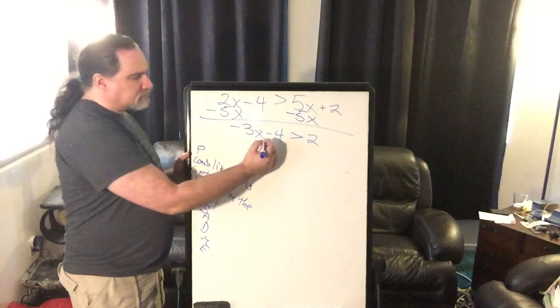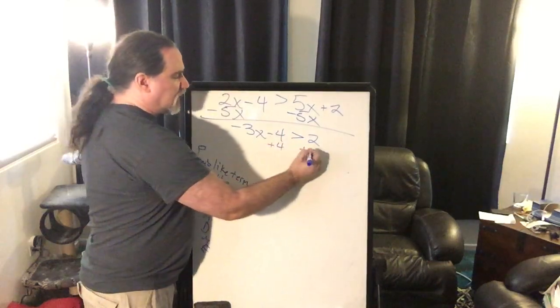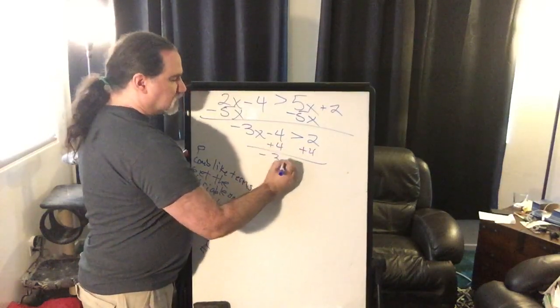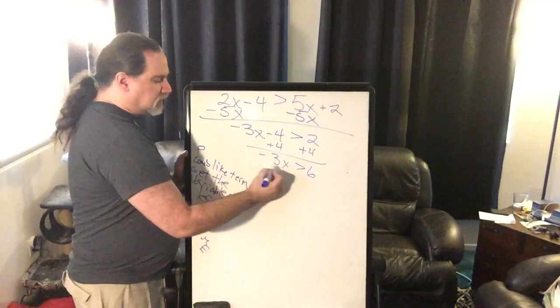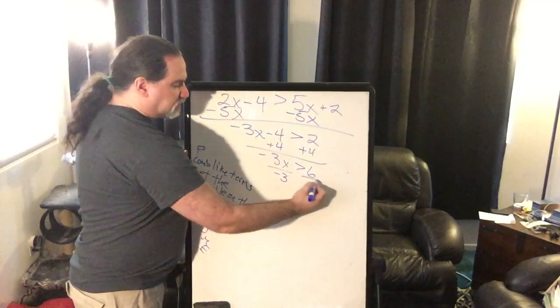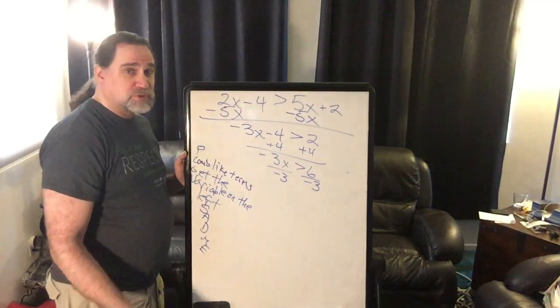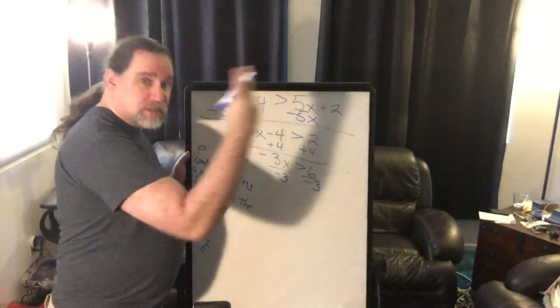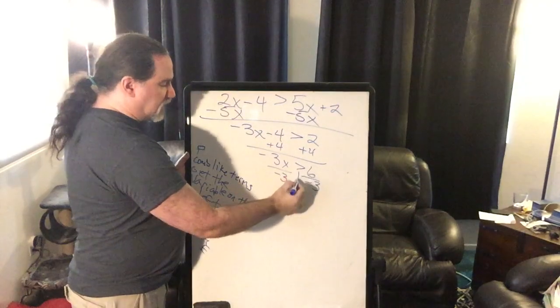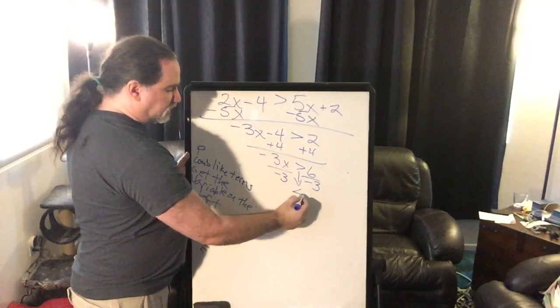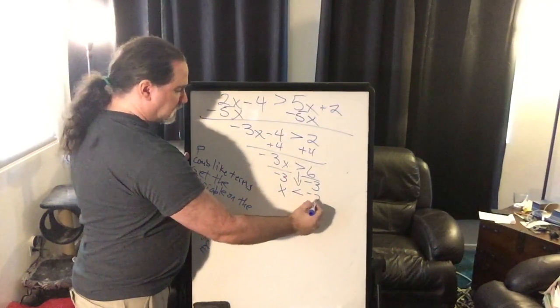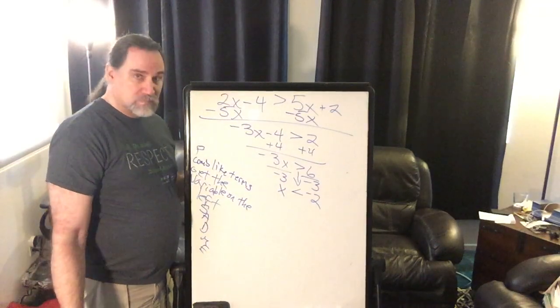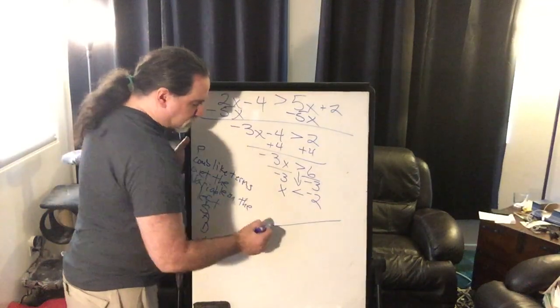Again, I've got this minus 4, so I'm going to add 4. And then I'm going to divide both sides by negative 3. And I heard all the words there. I divided both sides by negative 3. So when I do that, I'm going to turn this inequality sign to face the other direction. And now I'm ready to graph it.